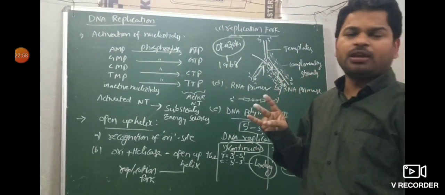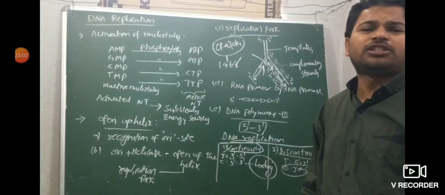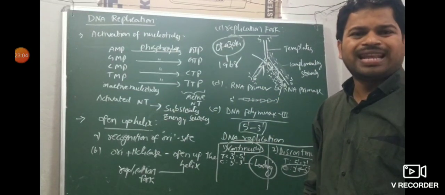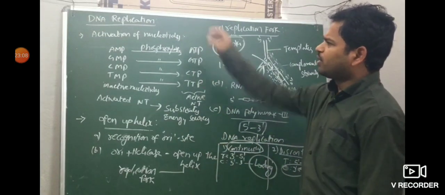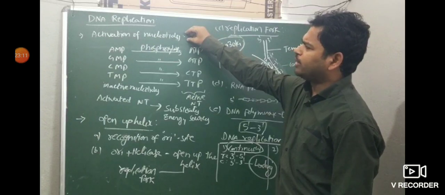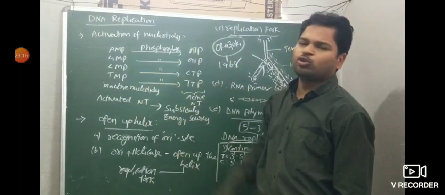Second is SSBP, topoisomerase, RNA primase, DNA polymerase 3, DNA polymerase 1, ligase enzyme. So in DNA replication, the process involved: first, activation of nucleotides, activation of these inactive nucleotides AMP, GMP, CMP, TMP.